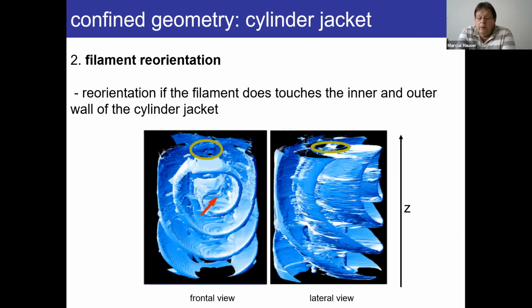We also observe filament reorientation. And this is one thing what you see here. Here you see the front picture. Here you see the scroll wave, which originally was started along the z-axis. At the end, it has turned its axis by 90 degrees. Here's the frontal view. Here's the lateral view of this whole thing. Here is this cylinder which we are looking at.